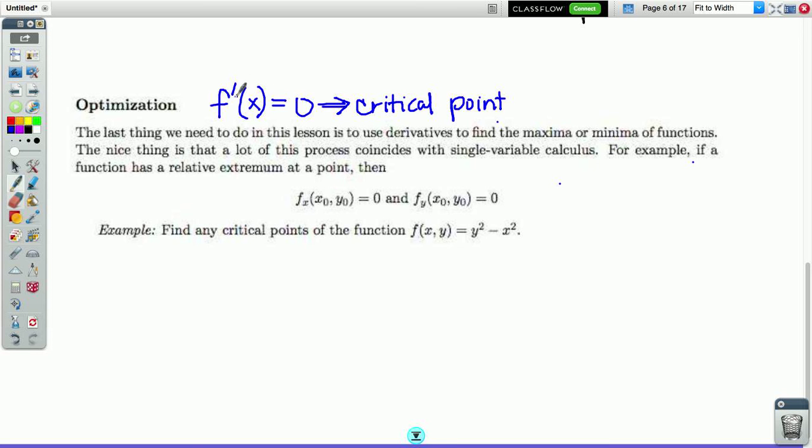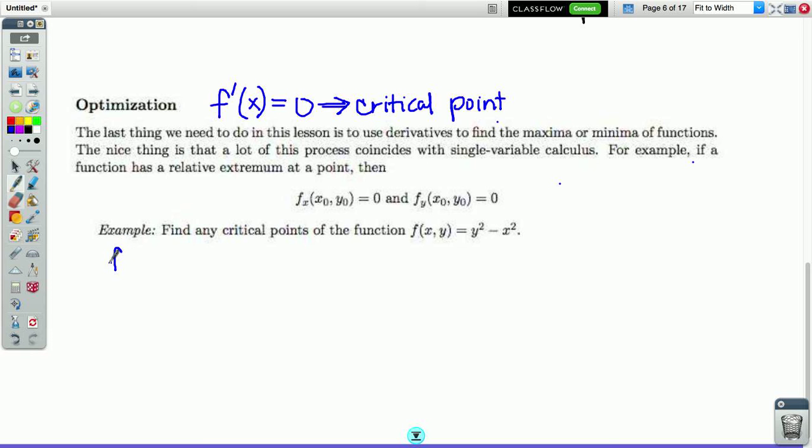So instead of just saying the derivative of the function equals 0 at a critical point, we say both of the partial derivatives have to equal 0. That's what gives us a critical point, so a relative max or a relative min for a multivariable function. So let's just start with an example of that. Let's find all of the critical points of this two variable function.